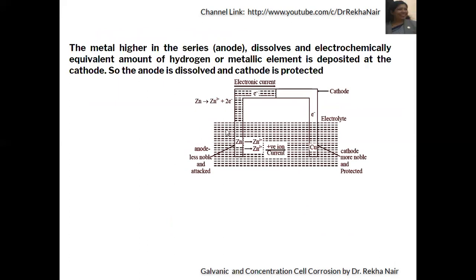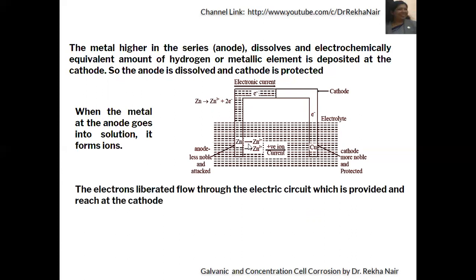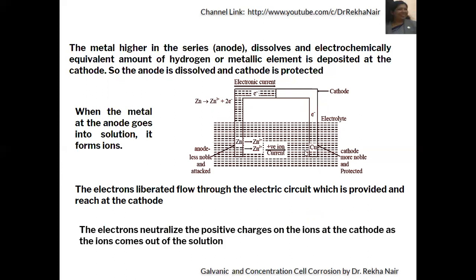Now see, the metal higher in the series here is zinc. It dissolves electrochemically, and an equivalent amount of hydrogen or metallic element is deposited at the cathode. So the anode is dissolved and the cathode is protected. When the metal at the anode goes into solution, it forms ions, that is, zinc will form zinc 2 plus ions. The electrons liberated will flow through the electric circuit provided and will reach the cathode. The electrons neutralize the positive charge on the ions at the cathode, and the ions come out of the solution.